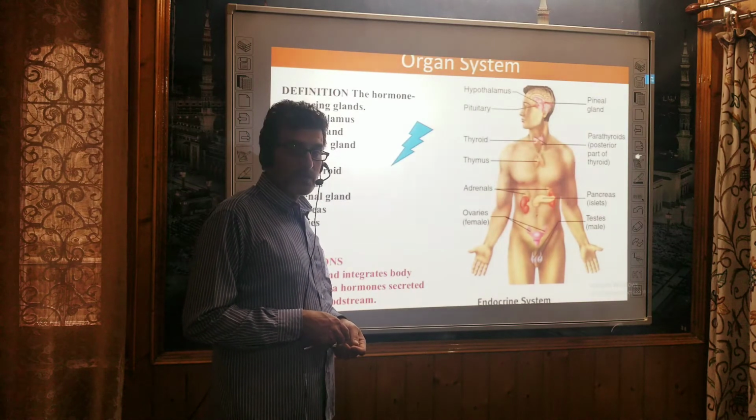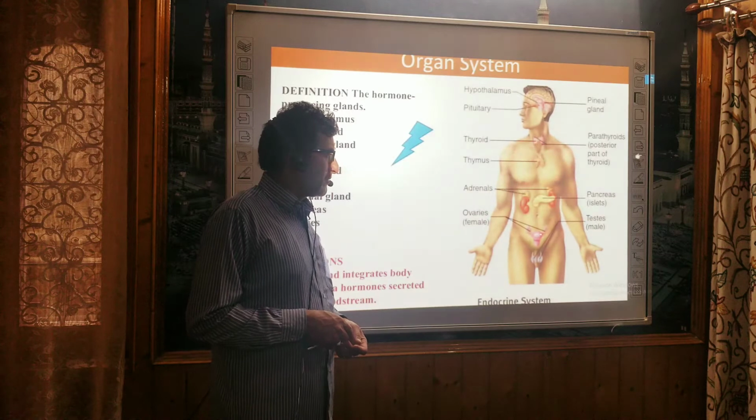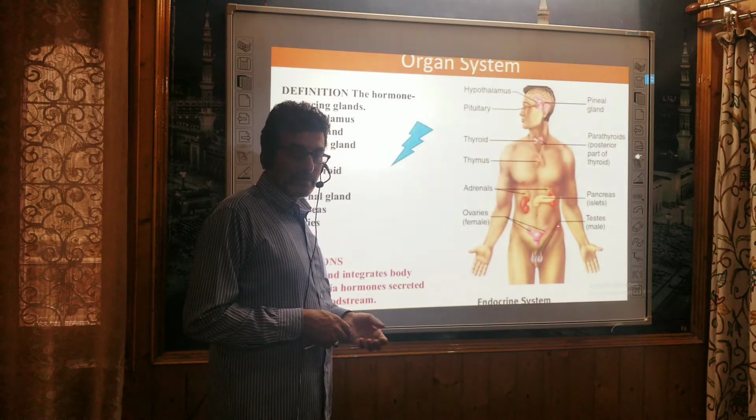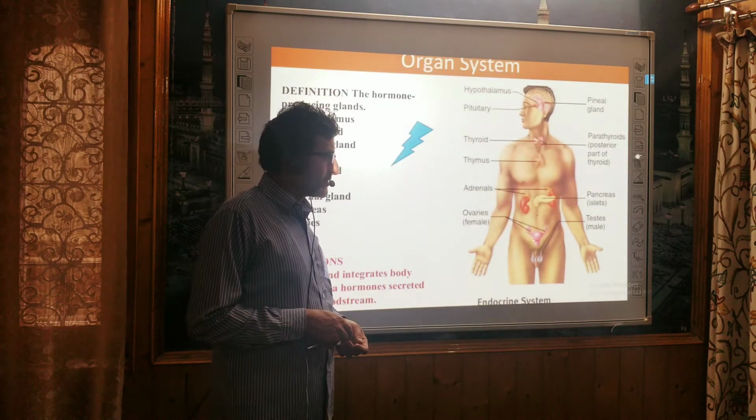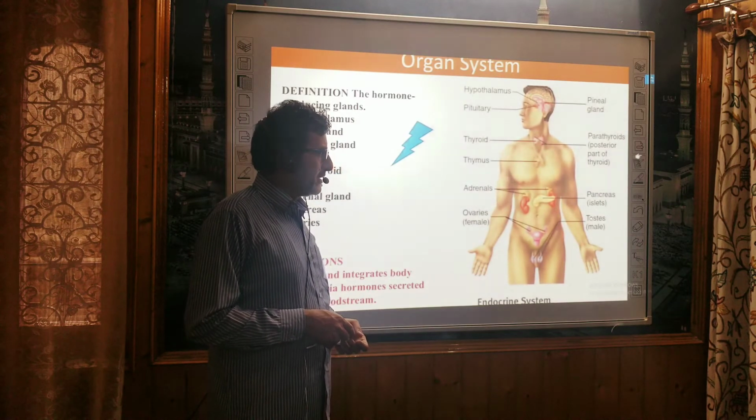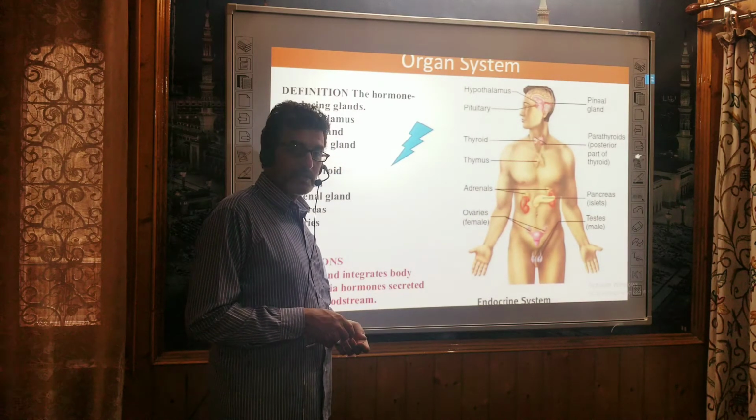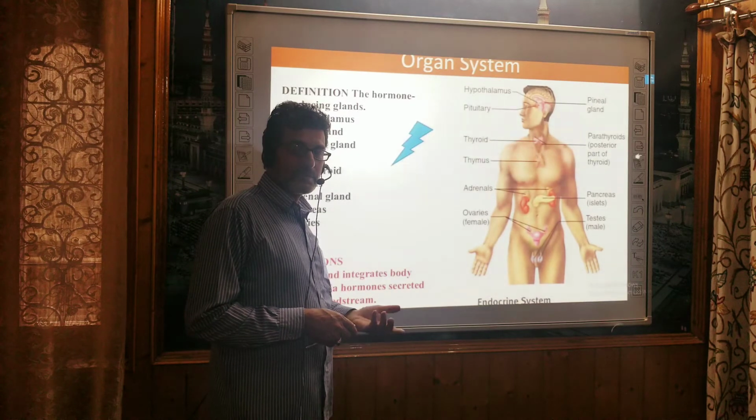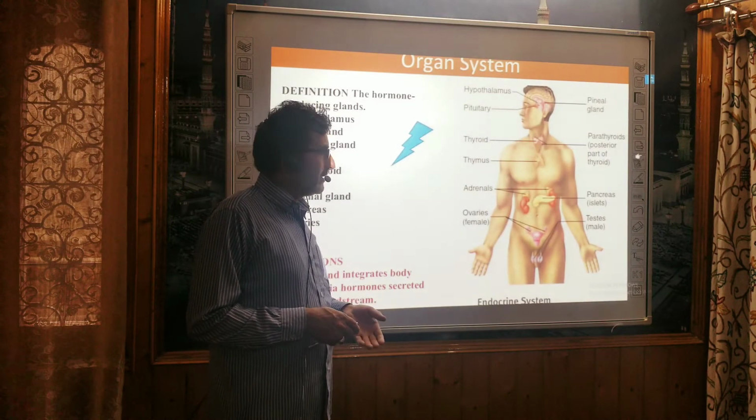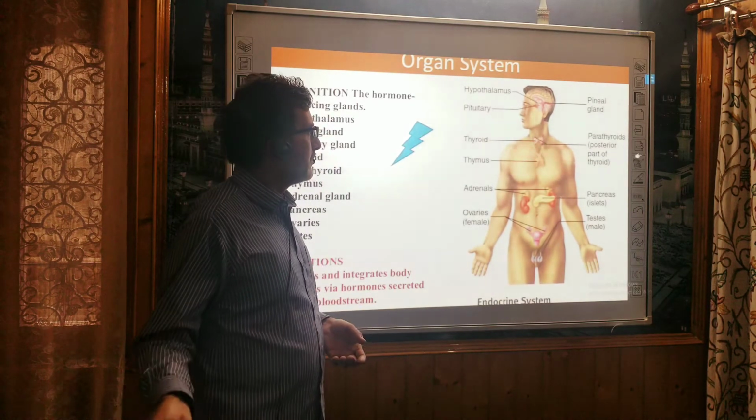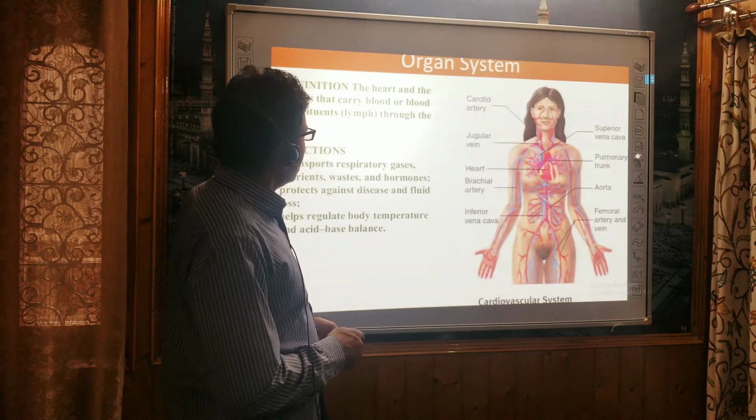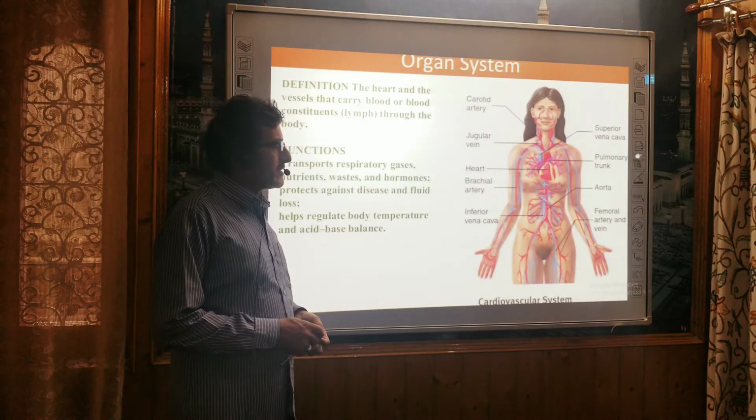Ovaries secrete estrogen, which is female hormone. This hormone plays an important role in the formation of secondary sexual characters. In male, it has testes, which secrete testosterone, which helps us in developing the secondary sexual characters in the human body. Now, this is the cardiovascular system.